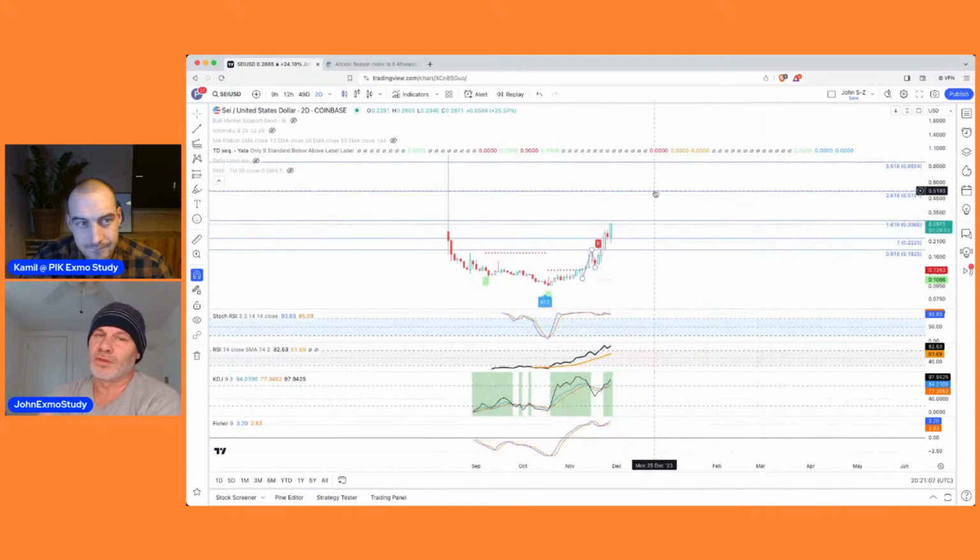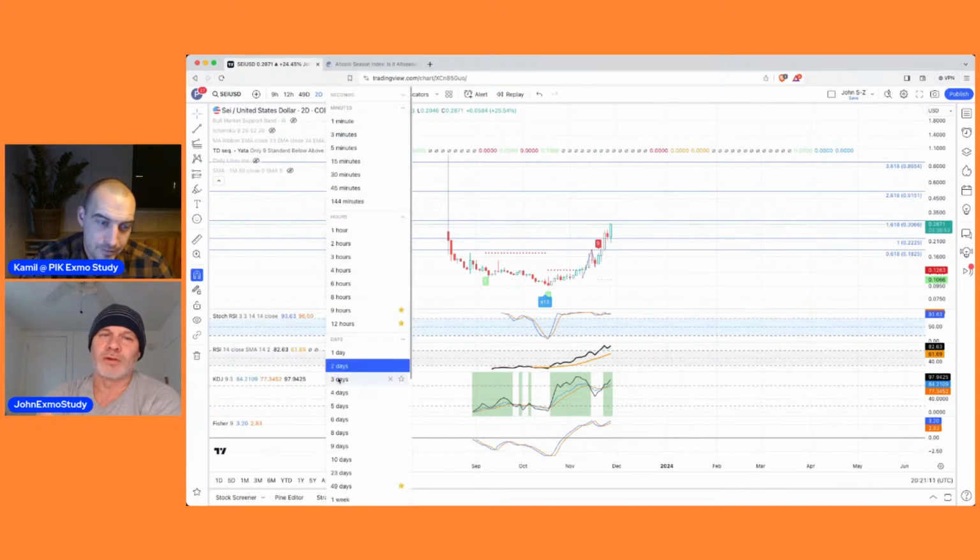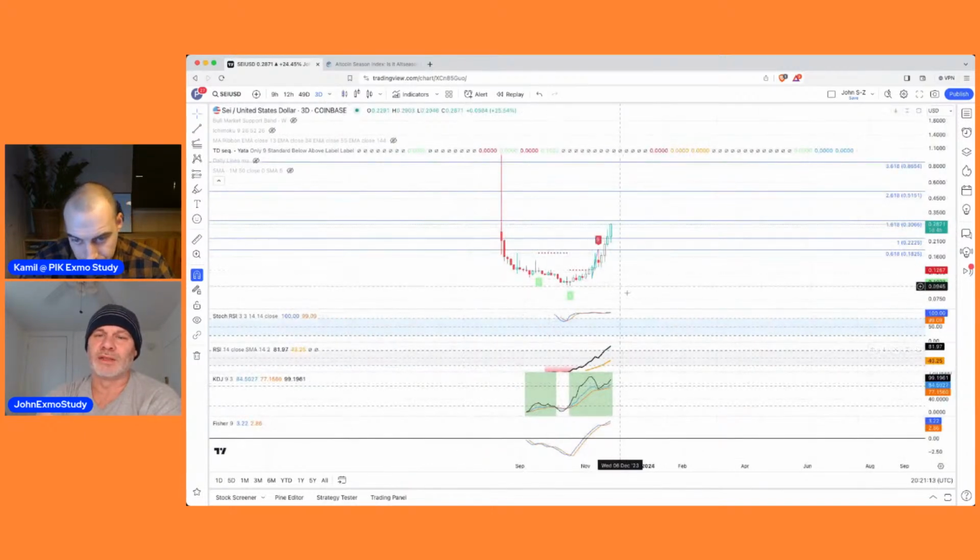Look at your like 3-day, and there's not much to go on. So this is why I've been looking at smaller time frames to really kind of get it.